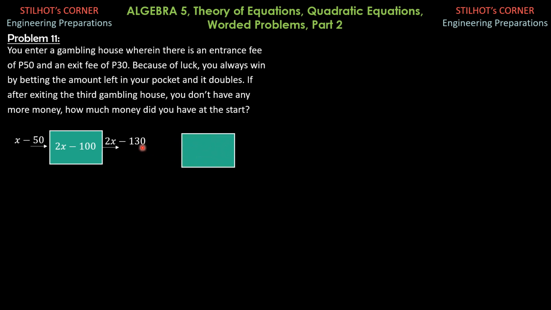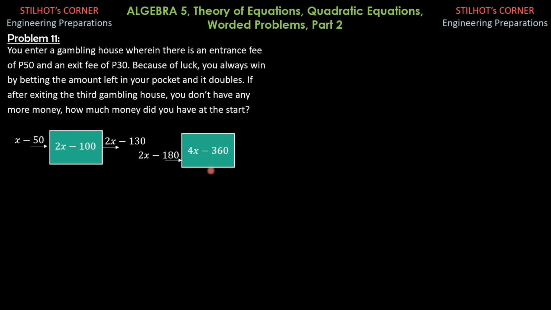gambling house. There is an entrance fee of 50 pesos. So the amount as you enter the second gambling house is 2x minus 130 minus 50, and that would be 2x minus 180. Then this amount will double as you enter the second gambling house. 2 times quantity 2x minus 180 is 4x minus 360. Then you exit with an exit fee of 30 pesos.